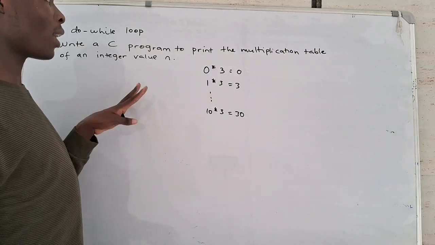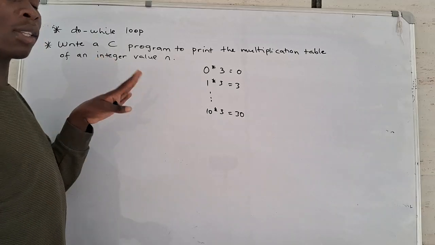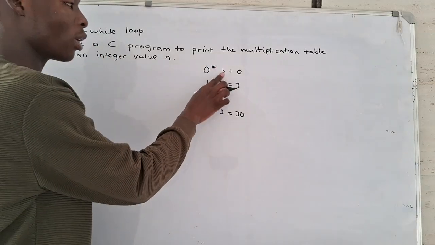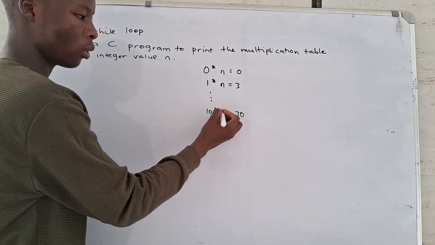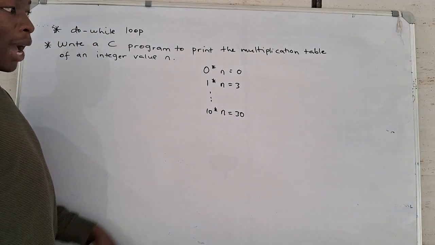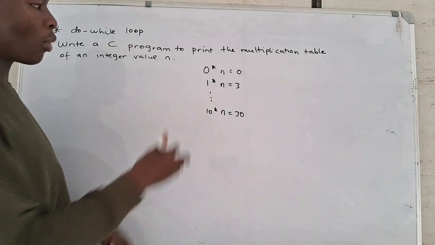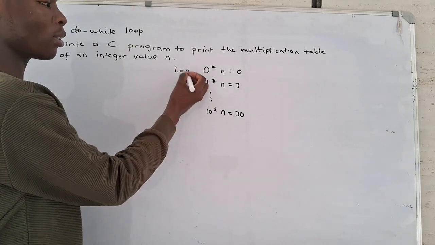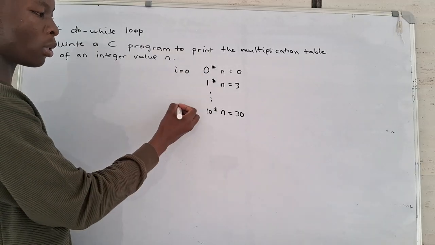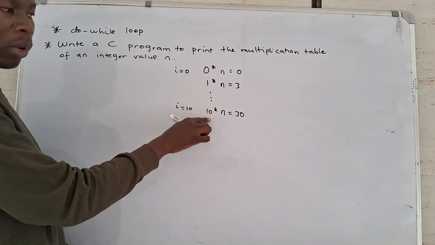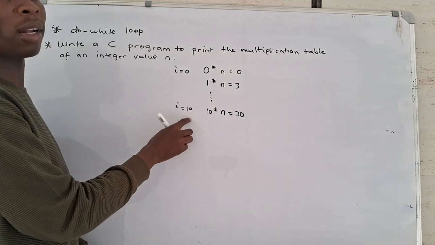So you are supposed to write a C program to print the multiplication table of any integer value. So here, instead of 3, we are going to put n. Again, if you check in this program, the maximum value, we are looping from i is equal to 0 up to i is equal to 10.